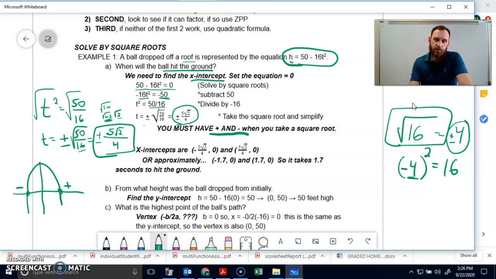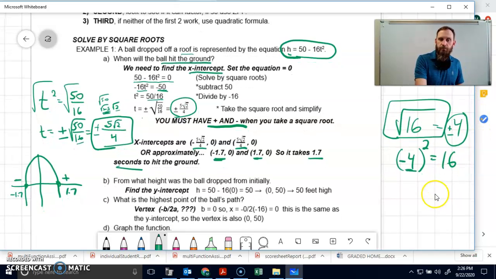So I get two answers, negative 5 square root of 2 over 4 and positive 5 square root of 2 over 4. Those are my x-intercepts. I'm going to get the approximate decimals for those. Just type them into the calculator and get the approximate decimal, plus or minus 1.7. So my x-intercepts are at 1.7 and negative 1.7. That's how long it takes to hit the ground, about 1.7 seconds.